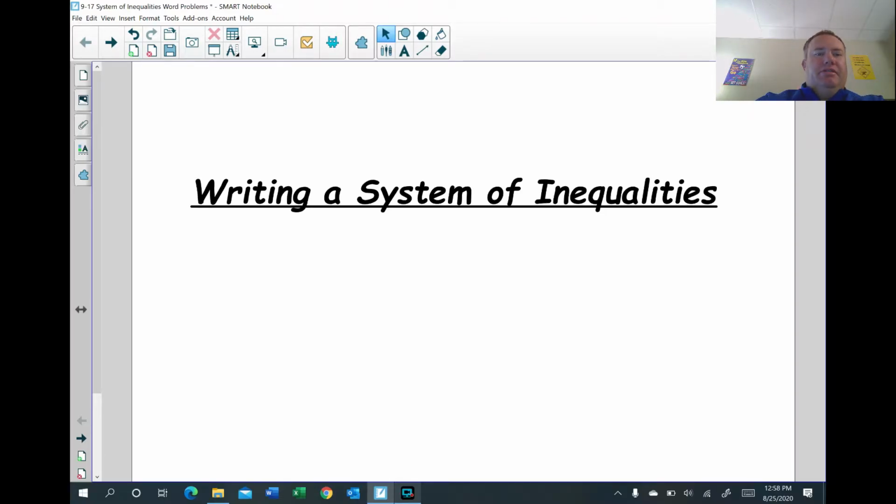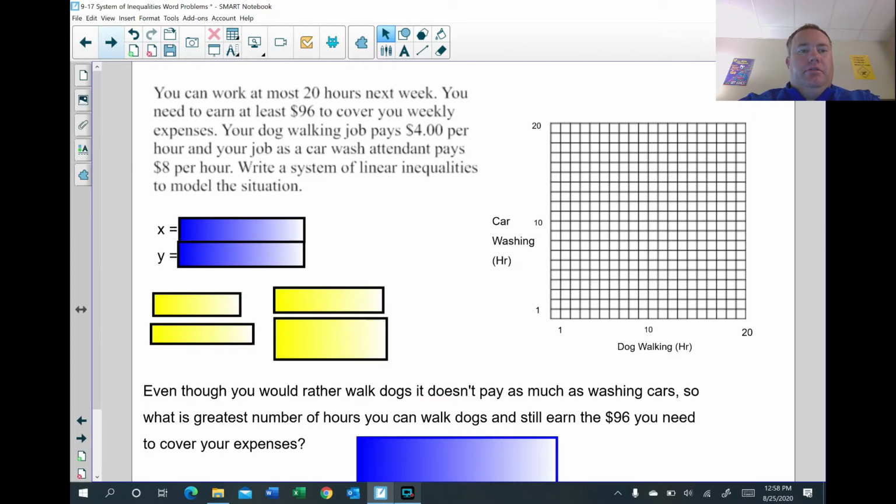So, writing a system of inequalities. You've got two examples here. I'm hoping you've already printed out the notes. If you haven't, pause it now. Again, if you need to pause at any point in time, feel free to. Starting off, you guys can read through the word problem.